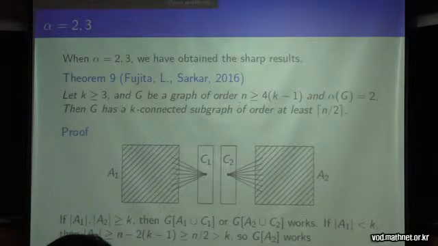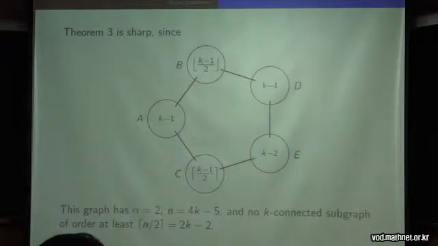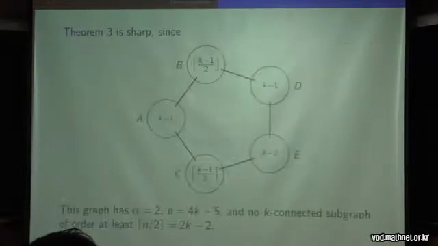And this result is sharp because here's an example with n just 1 less than 4 times k minus 1. There are 4k minus 5 vertices, and n over 2 is 2k minus 2, but the biggest that we can get is D and E here, which is 2k minus 3. So if we drop n by 1, the previous result is no longer true.